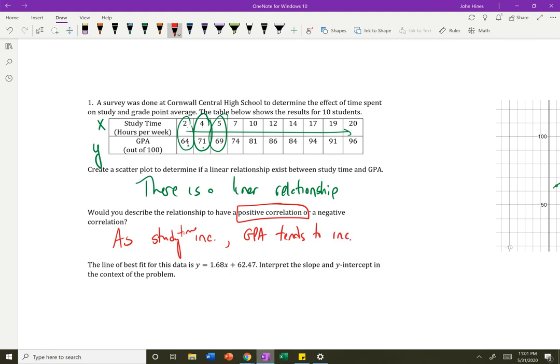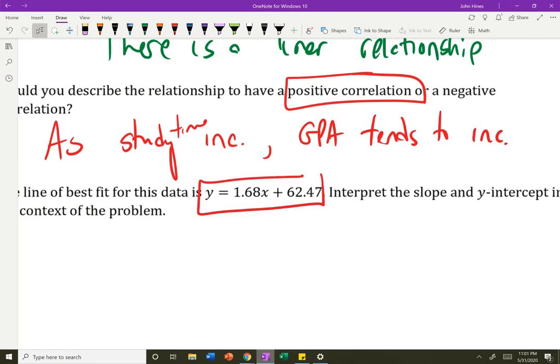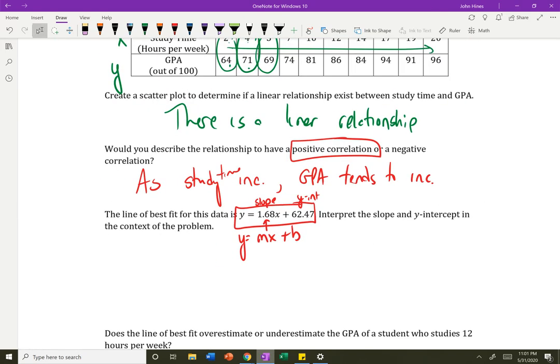So here's the line of best fit. I kind of sketched it in, but I'm giving you the equation. This is the equation of the line of best fit. Remember, lines are in y equals mx plus b. So that's my slope, and that's my y-intercept. Interpret the slope and the y-intercept in the context of this problem.